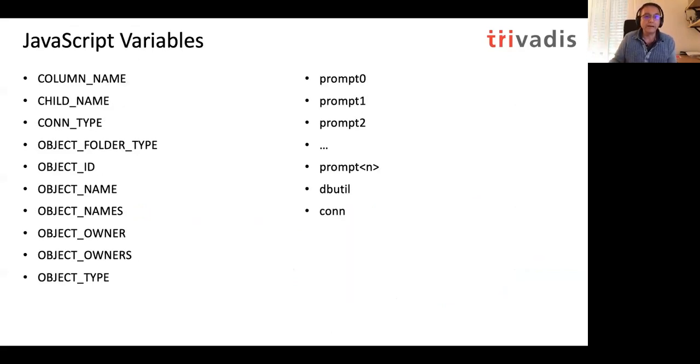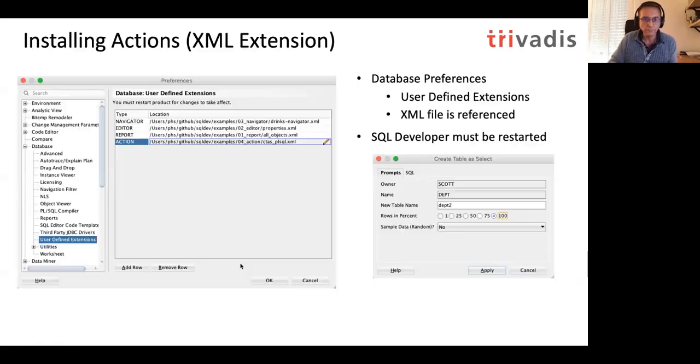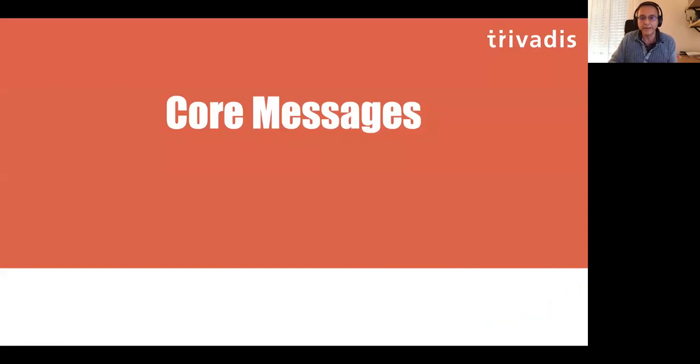For JavaScript variables, they are called a bit differently. The same principle, you have a prompt instead of #0 and so on, and you have access to the connection, you have access to the DB util, and in fact to a lot more variables if you want. These are just the global ones which are available. You install it the same way as we've seen before, nothing spectacular here.